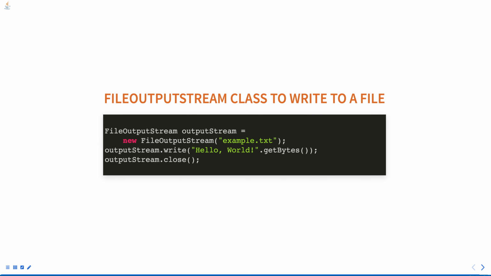It is important to note that if a file does not exist, both FileInputStream and FileOutputStream will create a new file. If the file does exist and FileOutputStream is used, it will overwrite the file.